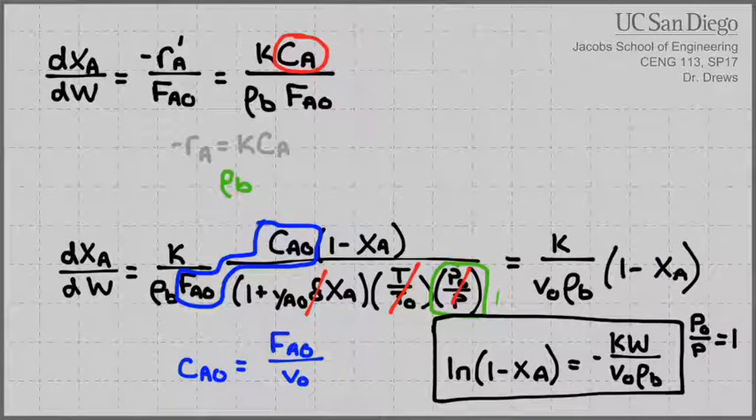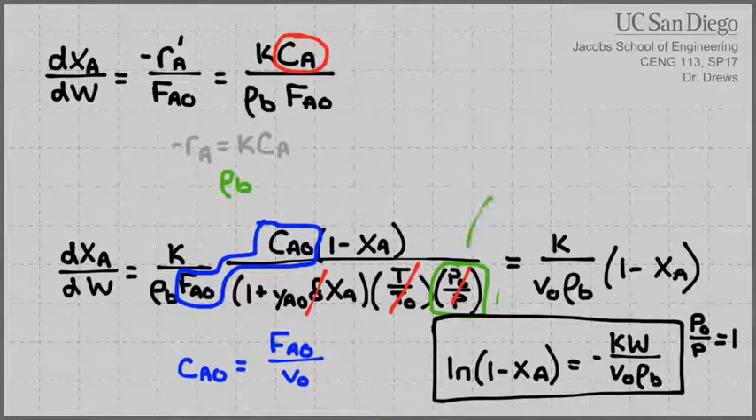So this is our conversion profile if P over P naught is 1, or P naught over P is 1. So no pressure effects in this case. If we actually wanted X as a function of W, we could exponentiate both sides. But it's a little neater to write this way. So that's for P equal to P naught.